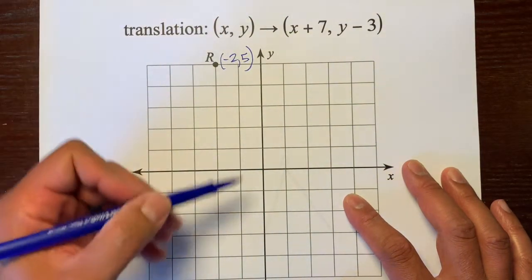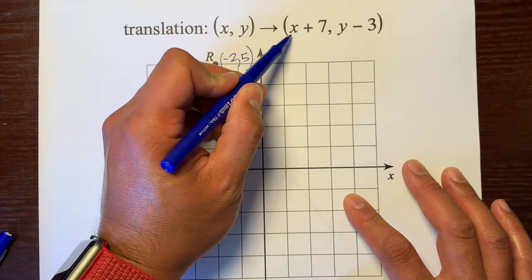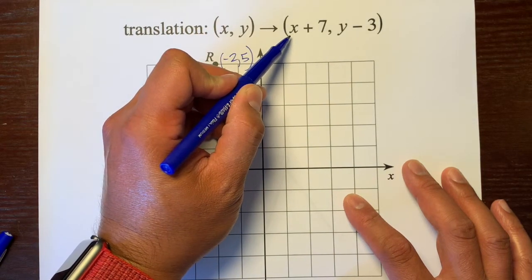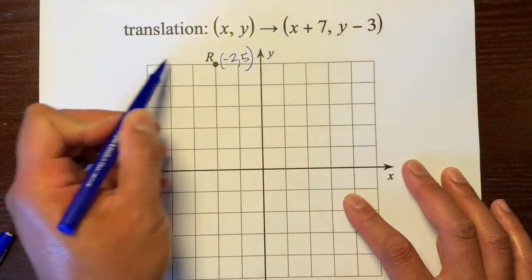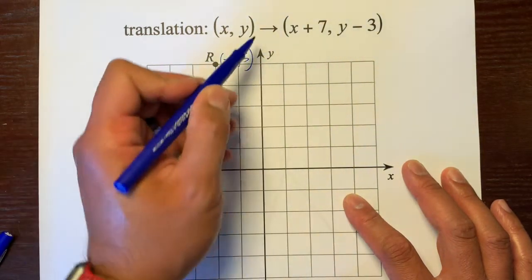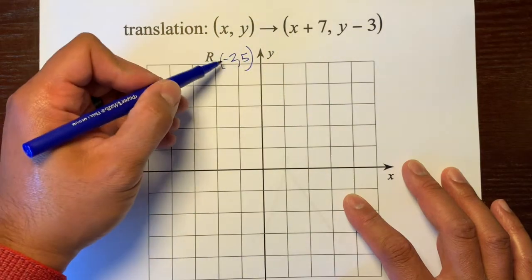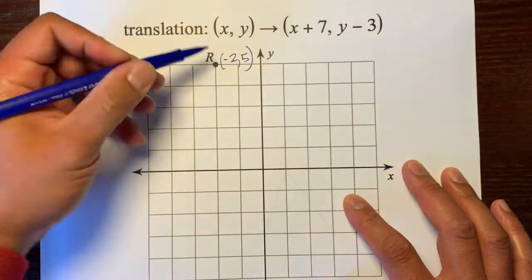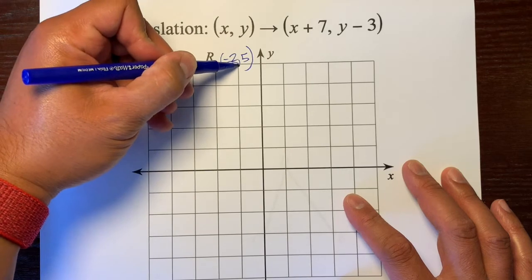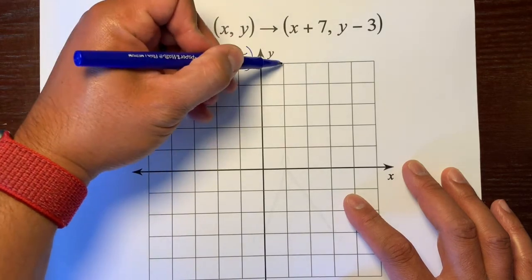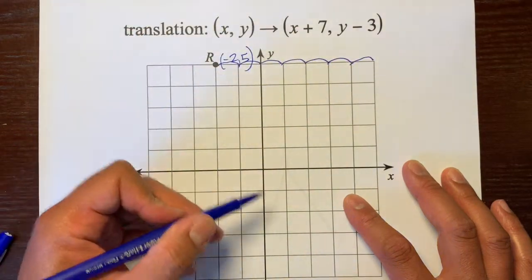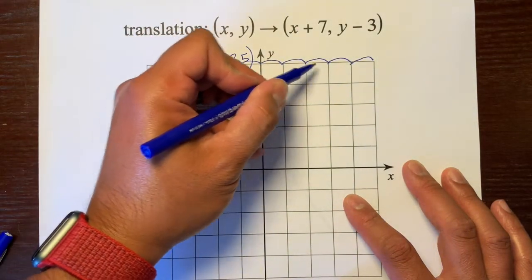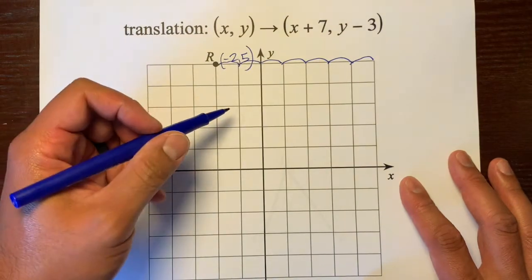All right, now it says translate it. So 7 positive units. Remember, X is horizontally, sideways. So translate it 7 units when positive, we're going to the right. So we're going to go 1, 2, 3, 4, 5, 6, 7 units to the right, just doing it to make sure.